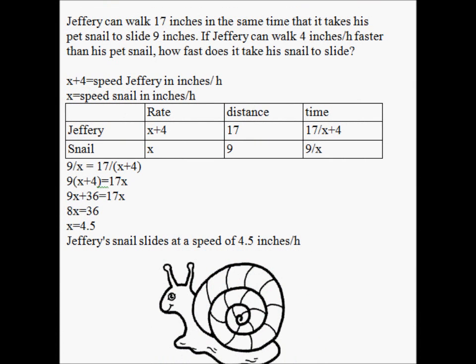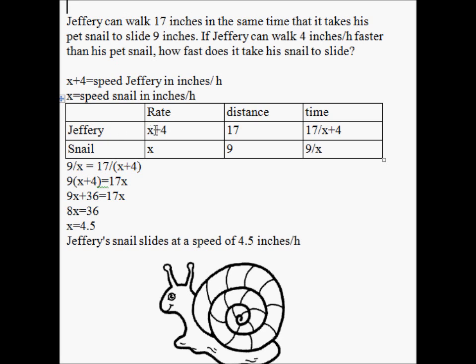Jeffrey can walk 17 inches in the same time that it takes his pet snail to slide 9 inches. If Jeffrey can walk 4 inches per hour faster than his pet snail, how fast does his snail slide? Well, you set x plus 4 equal to the speed of Jeffrey in inches per hour, and x the speed of his snail in inches per hour too.